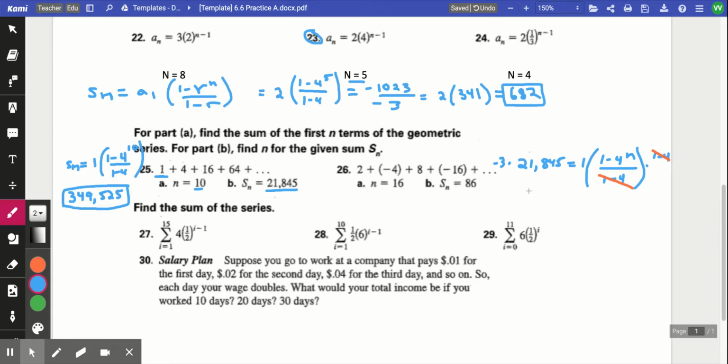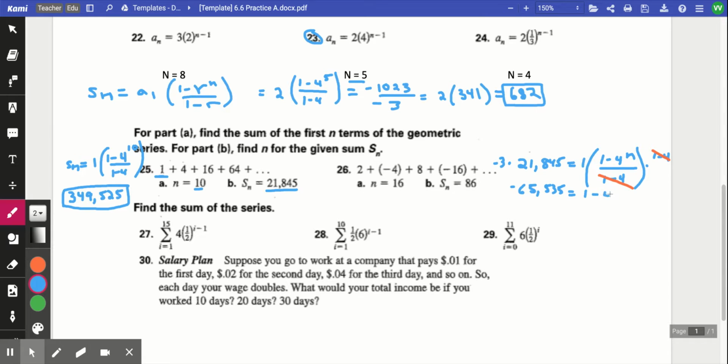You can multiply it by negative 3. You'll get some crazy answer. Let me see if I can do this really quickly. My calculator. Negative 3 times 21,845. I'll get negative 65,535.